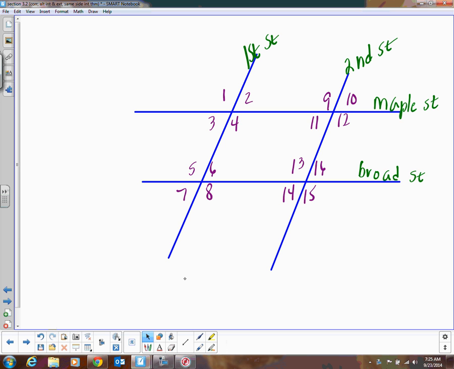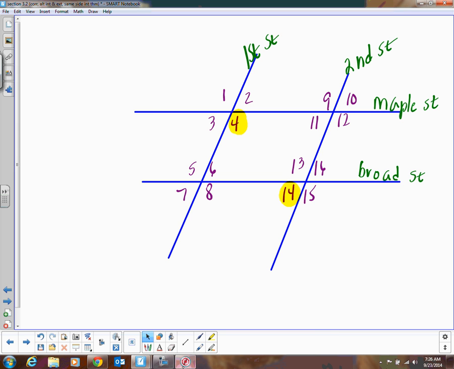All right, so we are on 9. So on 9, we are starting with angle 4. So we're on the corner of Maple Street and 1st Street, and we have to work our way over to the address 14 Broad Street. Now we can't, there's so many buildings in between here. We can't go this way. We either have to go Maple Street and then take a right on 2nd Street, or we have to go down 1st Street and take a left onto Broad Street.